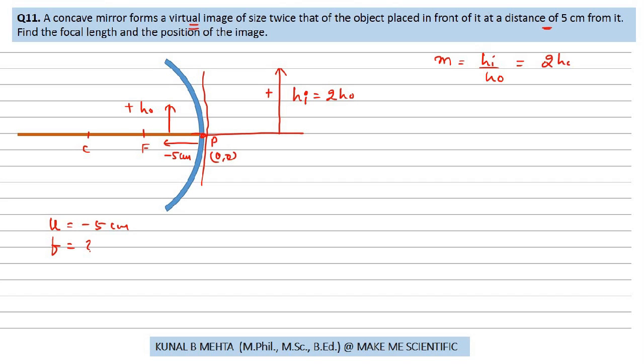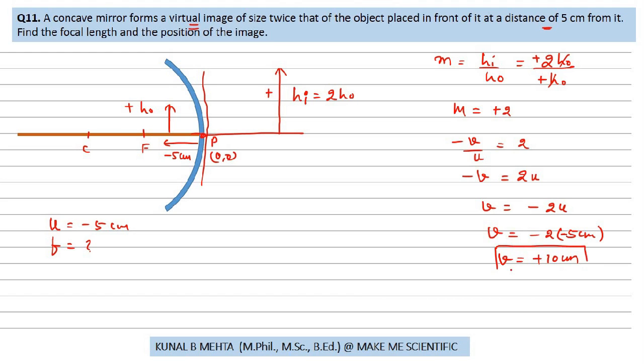Height of the image is twice the height of the object, positive. Of course height of the object is also positive. So magnification is +2, but magnification is also equal to minus V by U, that is +2. So minus V is equal to twice of U. So V is equal to minus 2U. Now I am already aware that the U value is 5 centimeters. This U has to be negative, so V is equal to plus 10 centimeters. So I know the image distance as well, plus 10. Now I am going to use the mirror formula.